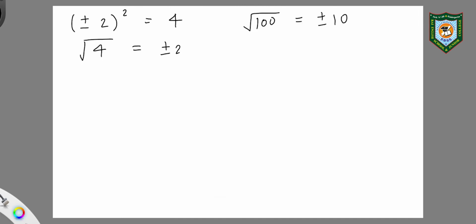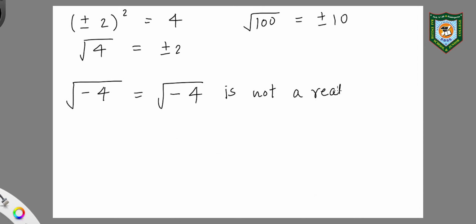But what happens if I have a number, let's say -4, and this is square rooted instead? Now this value has no defined value as of yet, so we can say that under root of -4 is not a real number.